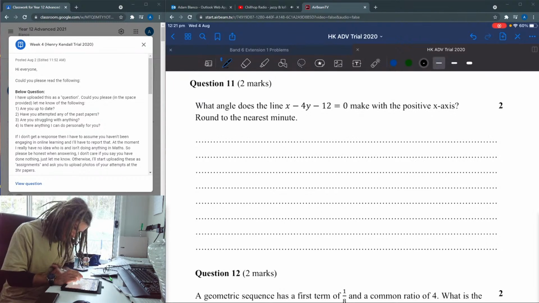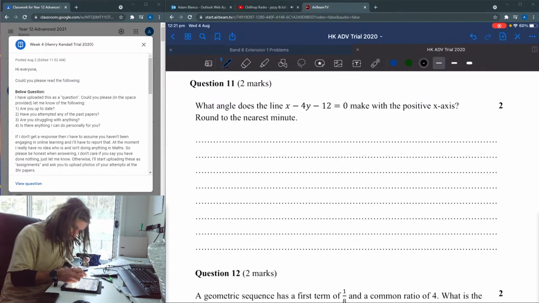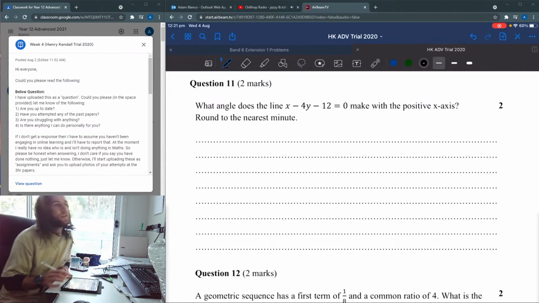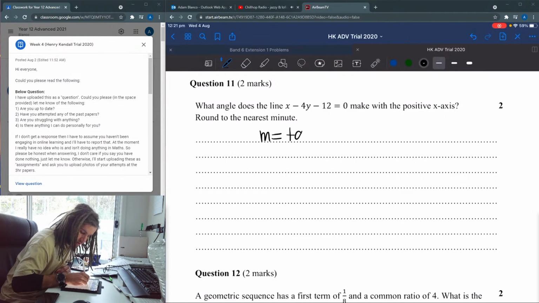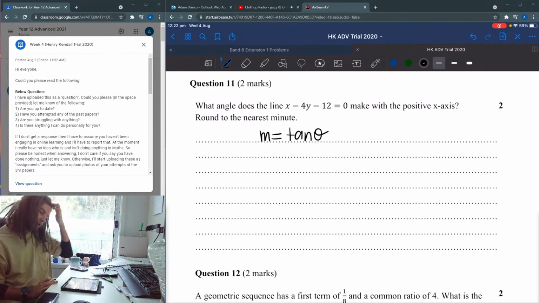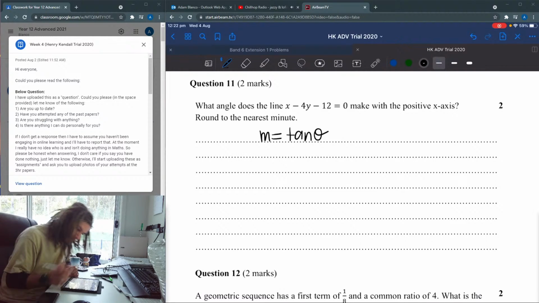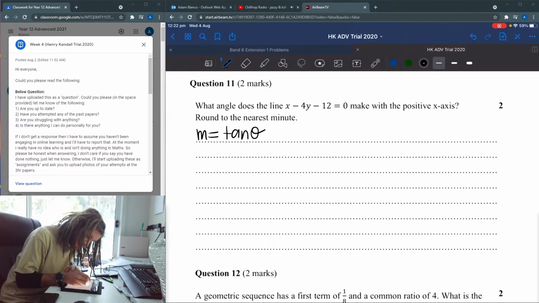What angle does the line make with the positive x-axis? What a fantastic question. The angle formula is m equals tan theta. I hope you've seen that before. I honestly don't remember teaching that, but I would have. Anyway, m is my gradient. What's the gradient of this? I don't know, so let's rearrange it.